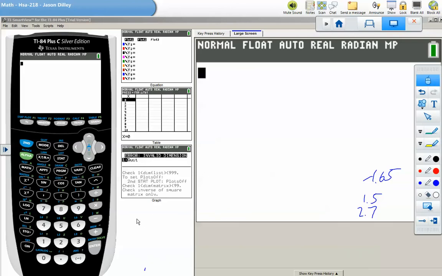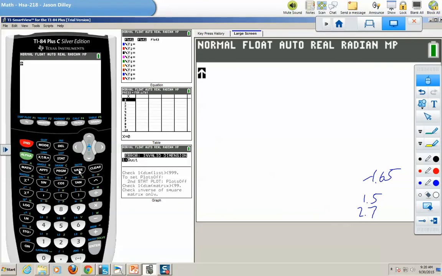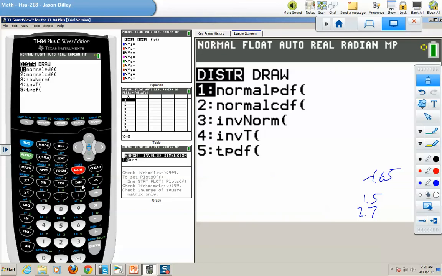Let's press the button. So what we need to do, once we know what our z-score is, we're going to use a command under the distribution menu. So it's this command right here, DISTR. So we hit second bar.